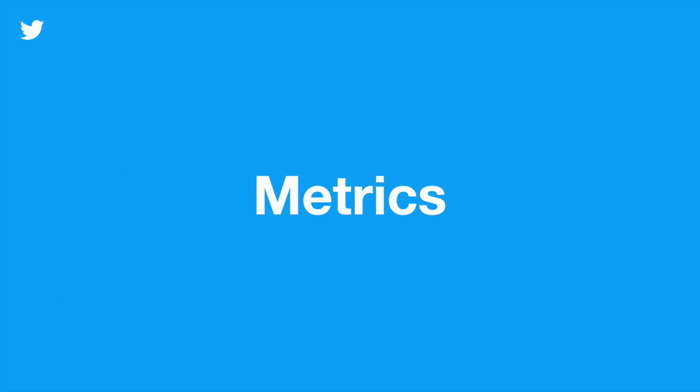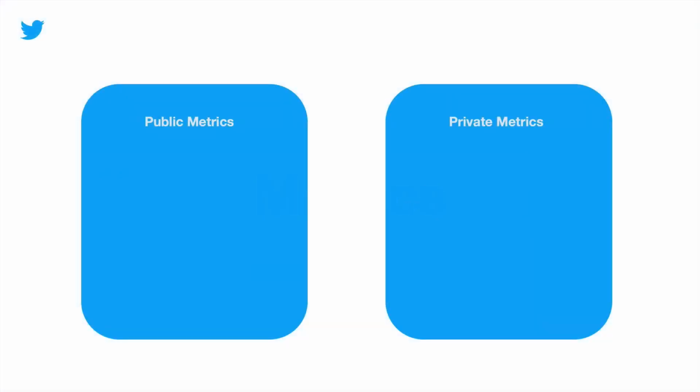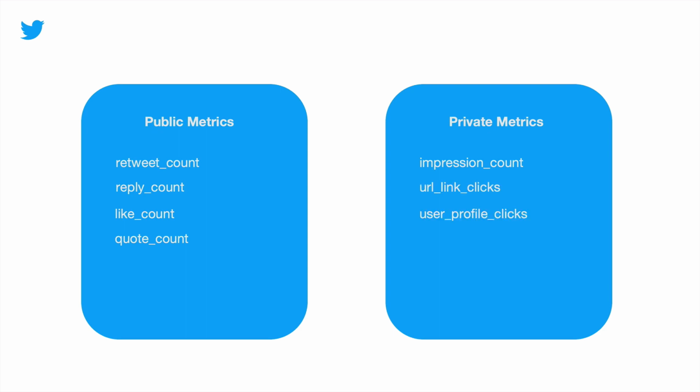Finally, the new API allows developers to access public and private engagement metrics for tweet and media objects based on the authentication method. Examples of public metrics include retweets, replies, likes, quote tweets, etc. And examples of private metrics include impressions, URL and profile link clicks for tweets, etc. Public metrics can be requested with OAuth 2.0 bearer token authentication, whereas non-public metrics can be requested for own authorized tweets only.